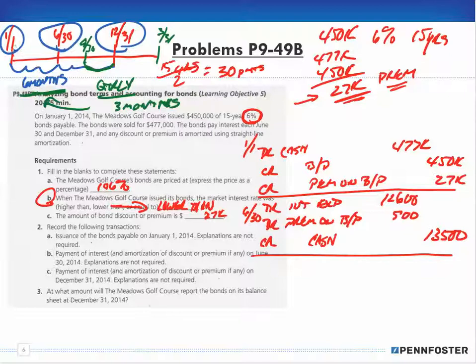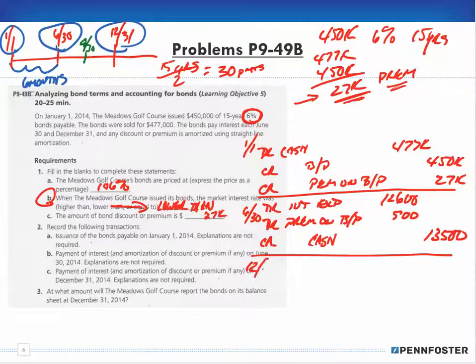So I can't just say that all bonds issued on January 1st don't have any accrual, and any bonds issued at any other time do have an accrual. That's not the case. It all depends upon the terms of the bond. So you have to pay attention to that. But in this case, we don't have that. So we're at December 31st, no accrual, and we have to pay the interest on this portion.